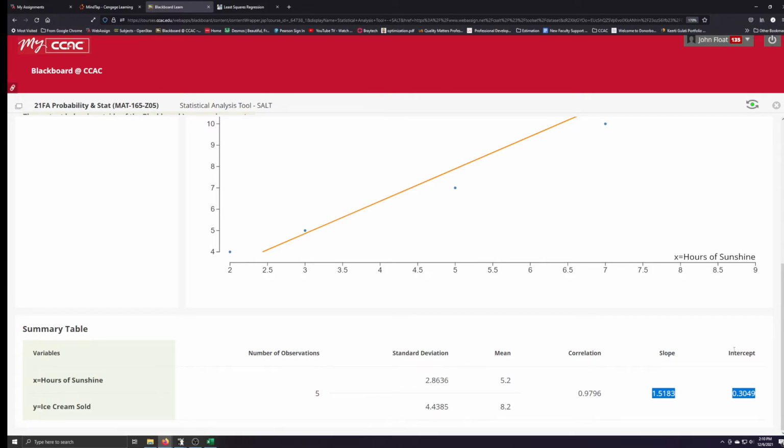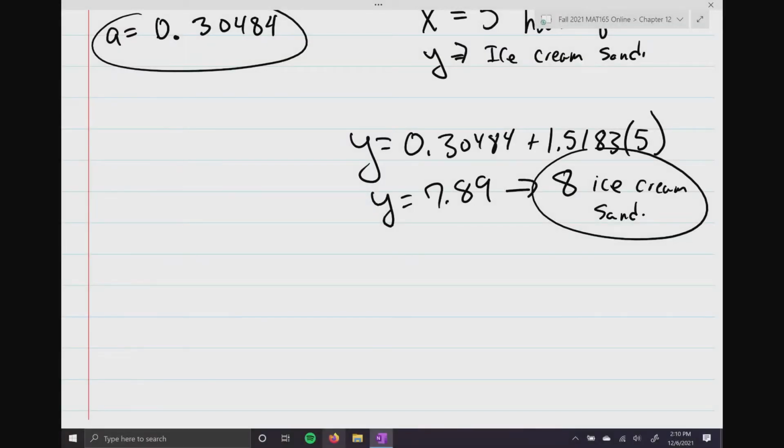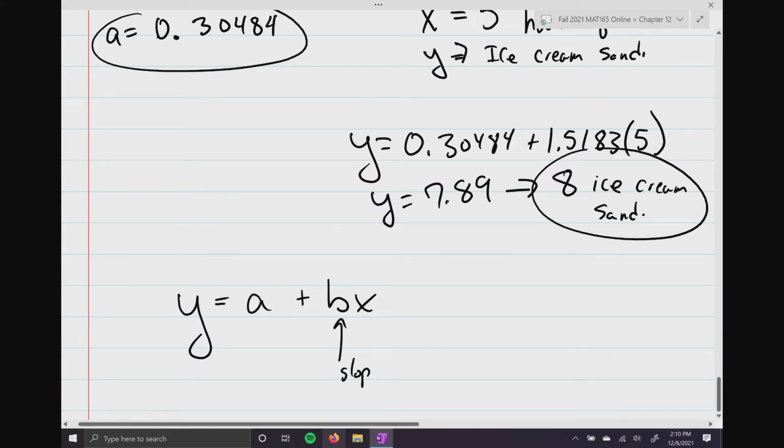The only thing you've got to remember is where do they go? Remember, and I'm going to go back to our notes here real quick, our model is y equals a plus bx. This is our slope. This is our y-intercept. Now, you really don't have to worry about that too much when you're using SALT or Excel, or I think even Google Sheets will do it as well. They give you the words. They tell you, this is the slope, this is the y-intercept.